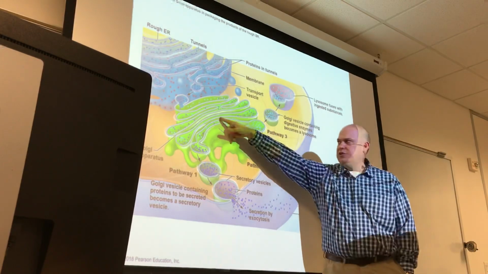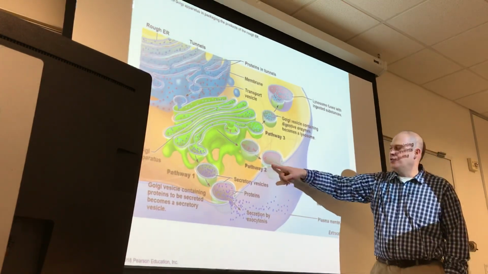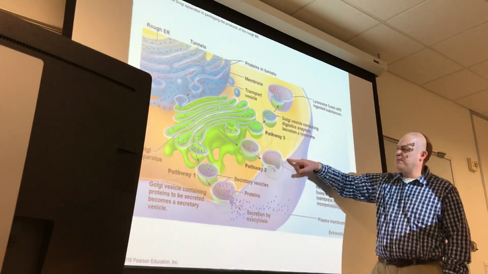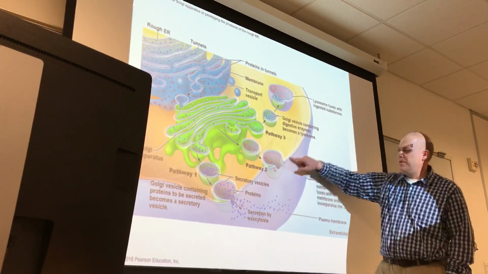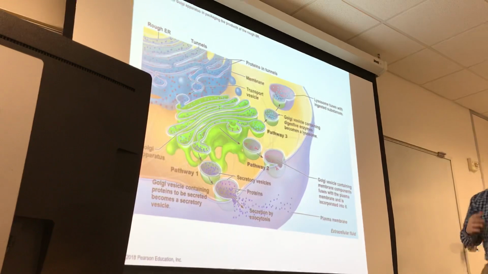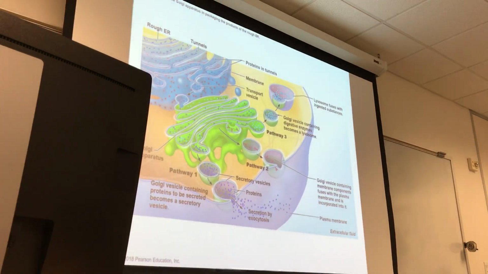Furthermore, our Golgi apparatus can actually communicate with the plasma membrane and add to the plasma membrane so that we can actually make our plasma membrane bigger. We can expand our cell size by using vesicles given to the plasma membrane and added to our plasma membrane, making our cell bigger.